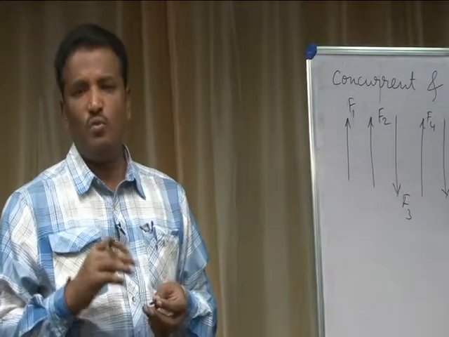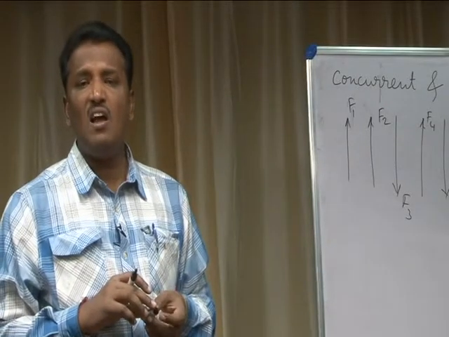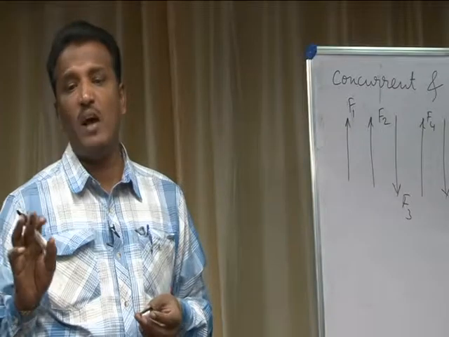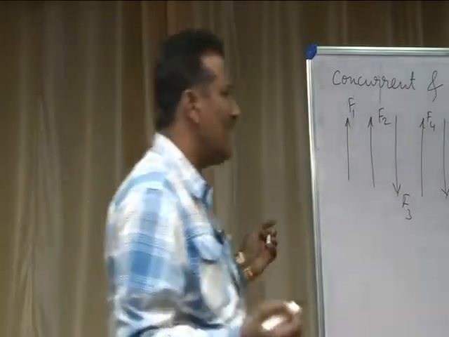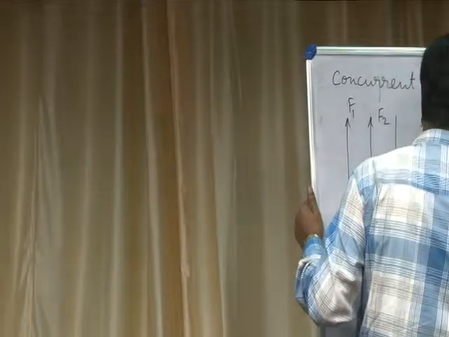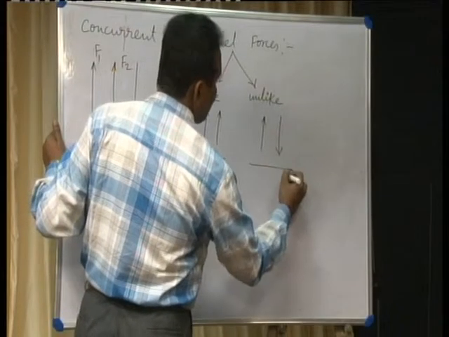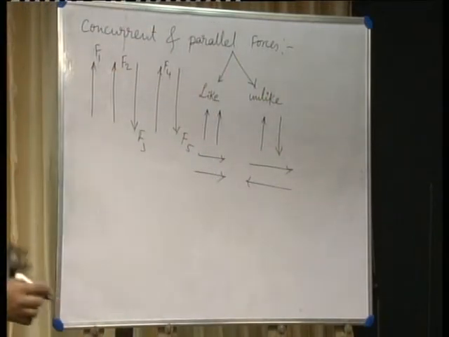If not, we have parallel forces whose direction is not the same, they have opposite directions, and the corresponding parallel forces you can call unlike parallel forces. Schematically, unlike parallel forces may be represented like this. So, in case of parallel forces, if their direction is the same, they are called like parallel forces. If the direction is not the same or is opposite to each other, you call them unlike parallel forces.